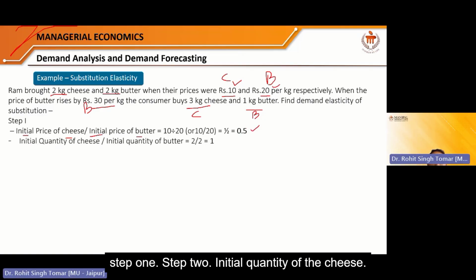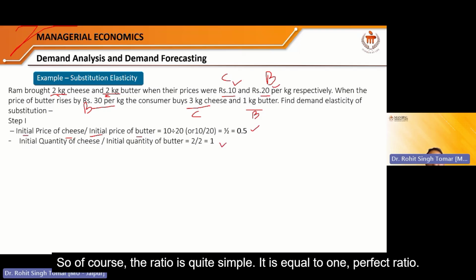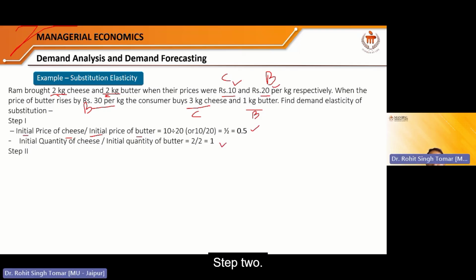Step 2: initial quantity of the cheese. What was the initial quantity of the cheese? 2 kg of cheese divided by the initial quantity of the butter, 2 kg of butter. So 2 kg cheese, 2 kg butter. Of course the ratio is quite simple. It is equal to 1. Perfect ratio.